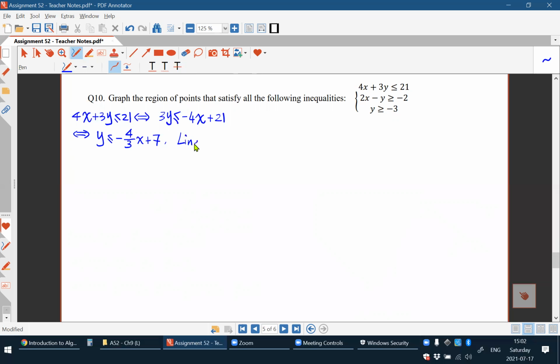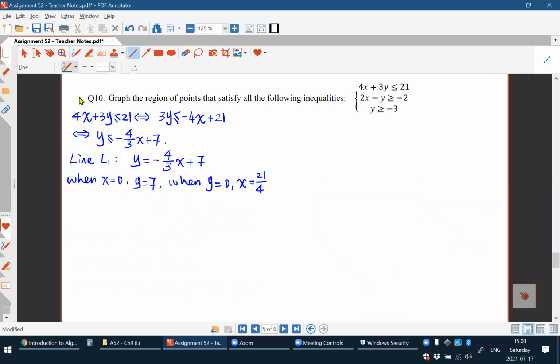And the corresponding line, let's say L1, is y equals minus 4 over 3 x plus 7, right? We know that when x is 0, y is 7. And when y is 0, you can easily solve that x must be 21 over 4, right? And we can easily find this line on the 2D Cartesian plane.